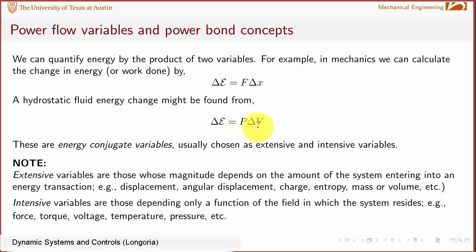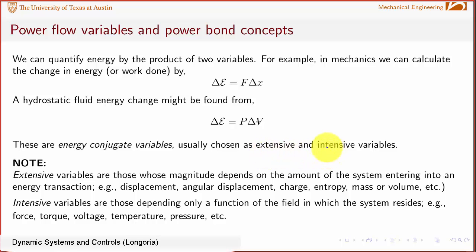As another example, in a hydrostatic fluid or hydraulic fluid example, you might have a pressure times a change in volume. So these are, again, as I said, what we're going to call energy conjugate variables. And if you look up the word conjugate, it means taken as a pair. Together they give energy. And usually these two variables are chosen as what are called extensive and intensive variables.